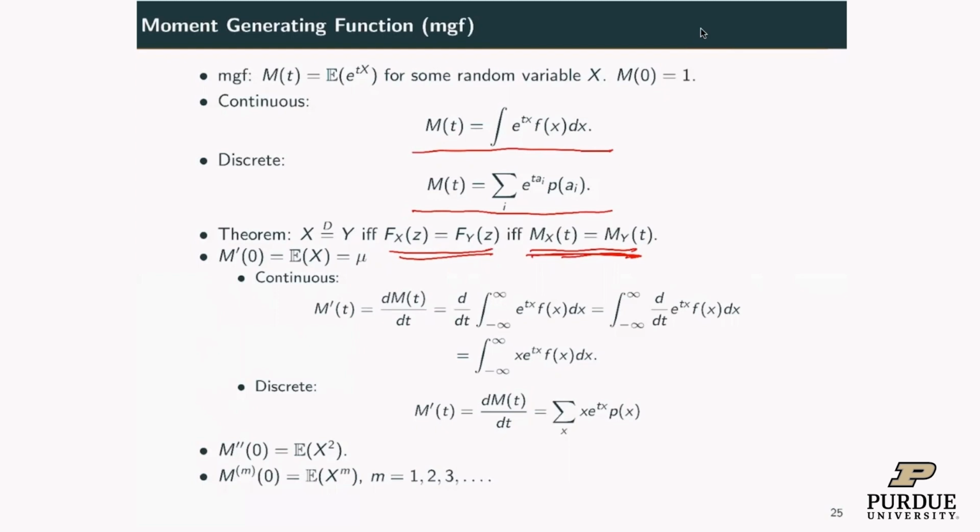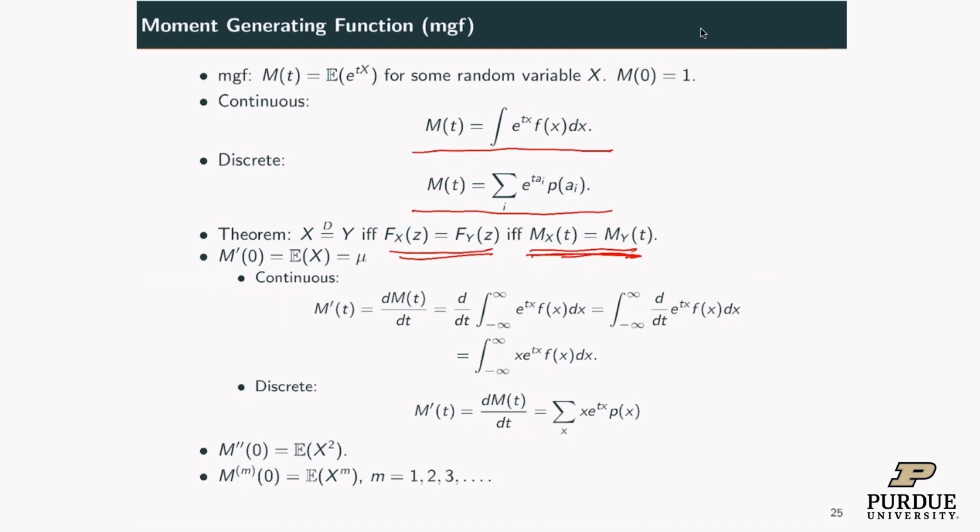Now, another question: why is it called moment generating? In fact, it can generate moments. How to generate a moment? If I take the first derivative of this function and evaluate it at 0, you will get mu. If I take the second derivative, you will get the second moment, the expected value of x squared. If I take the mth derivative, you will get the mth moment. So this is why it's called the moment generating function.